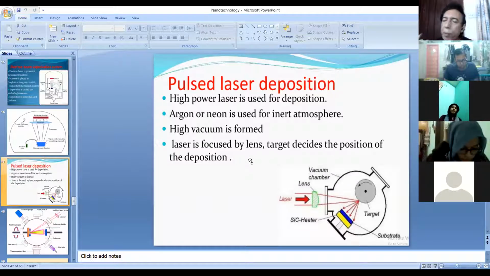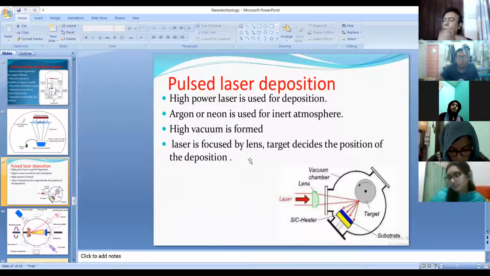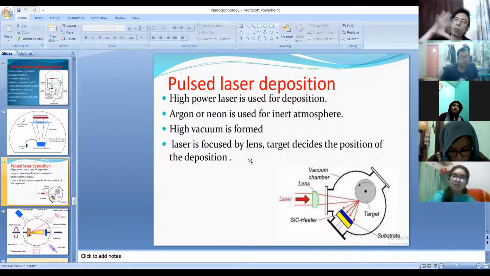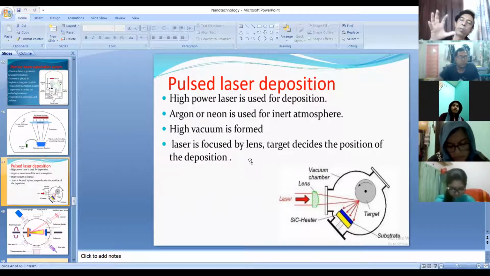So what do you mean by plasma? Plasma is a state of ions. Plasma is another state. We have solid state, liquid state, gaseous state, and we have a state of plasma also. Where most of the substance is in ionized state, then we call it plasma.